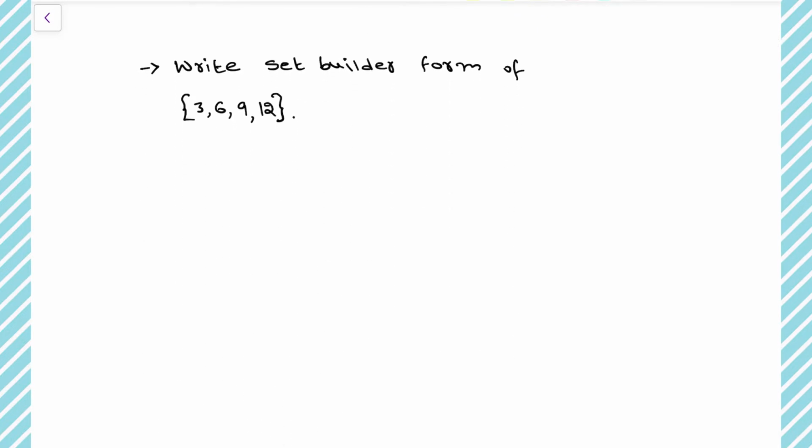Write the set builder form of 3, 6, 9, 12. Now if you observe the given set clearly, we will get some pattern or logic or some formula which is hidden in it. First element is 3, that 3 can be written as 3 ones. Next element is 6, that 6 can be written as 3 twos. Then the third element is 9, that 9 can also be written as 3 threes. And the last element is 12, that 12 can be written as 3 fours.